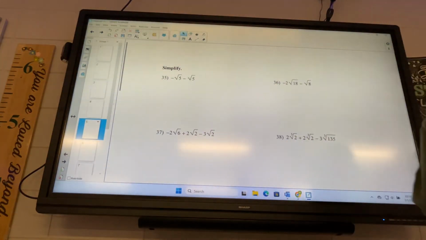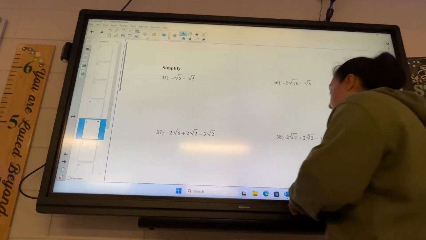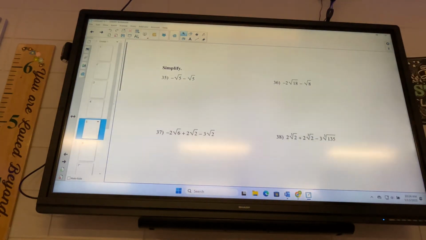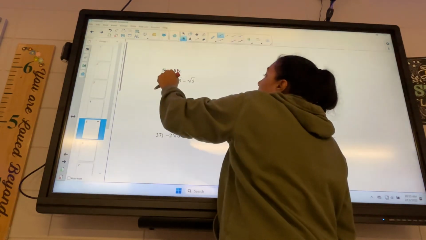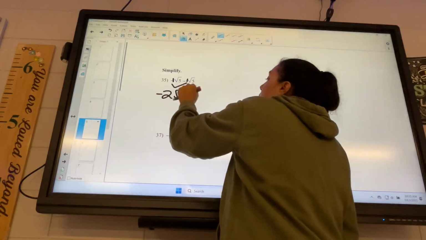Okay, so as long as the index is the same, meaning the baby number on the outside, you can add the insides together, add the outsides together. Well, the insides need to be the same in order for you to add the outsides. Do they both have a 5 underneath? Yes, so that means we can add the outsides together. So -1 minus 1, -2. -2 square root 5.